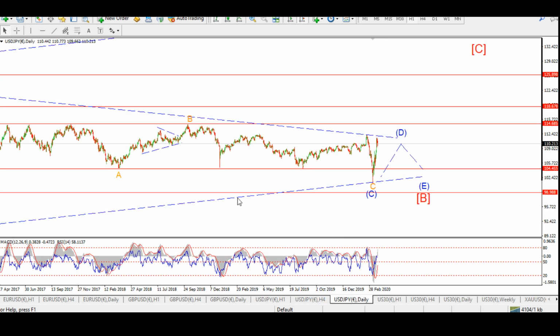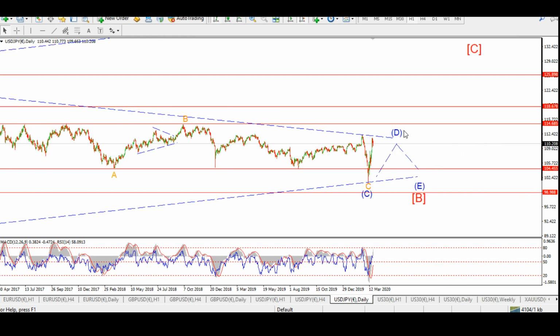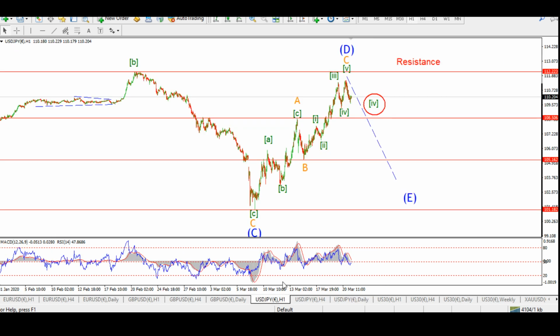If we go into the daily chart here, you can see this continuing triangle that I've been tracking for a long time, and it seems to be topping out, turning down into a wave E. Okay, so let's get into the hourly chart.